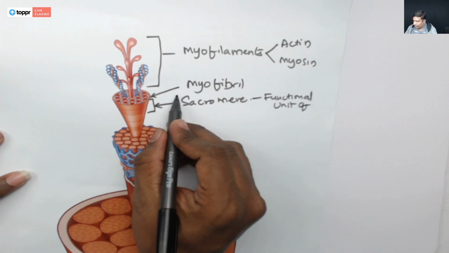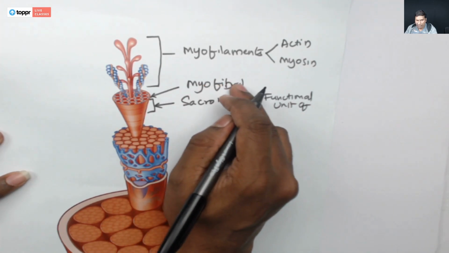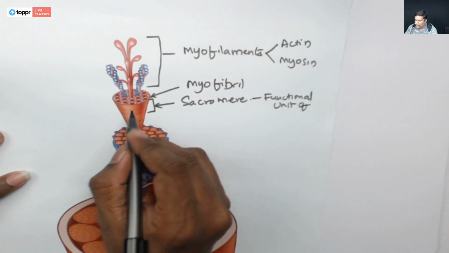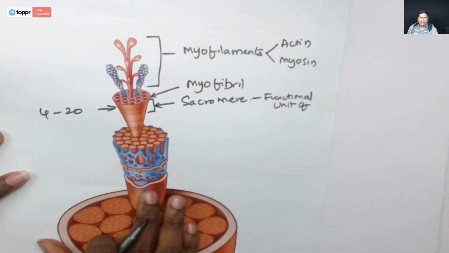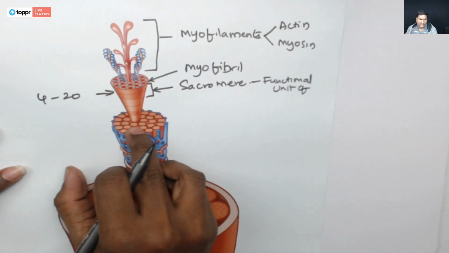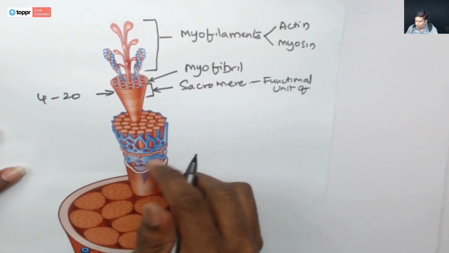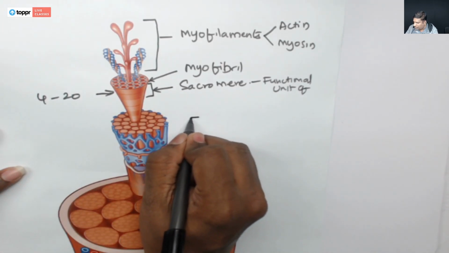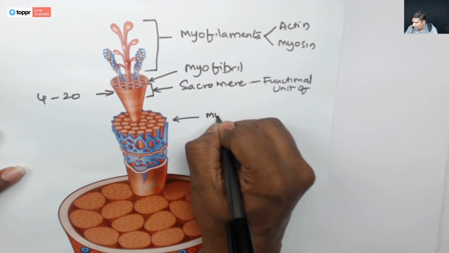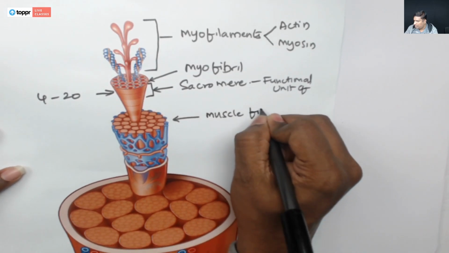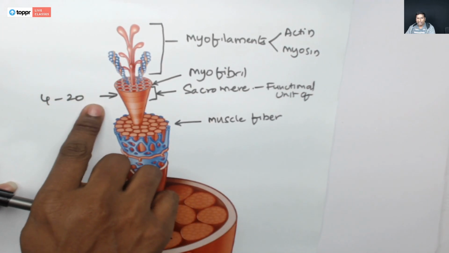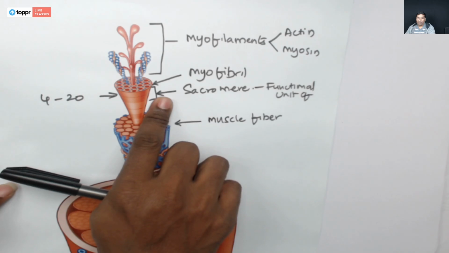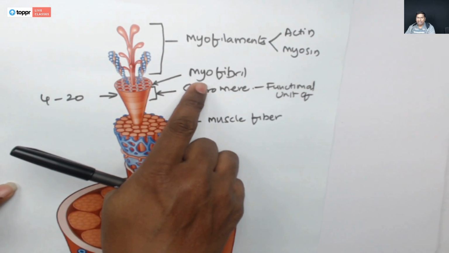Now, you have myofibril, the next component. 4 to 20 such myofibrils come together to form the next component, which is the muscle fiber. The muscle fiber is made up of 4 to 20 myofibrils.